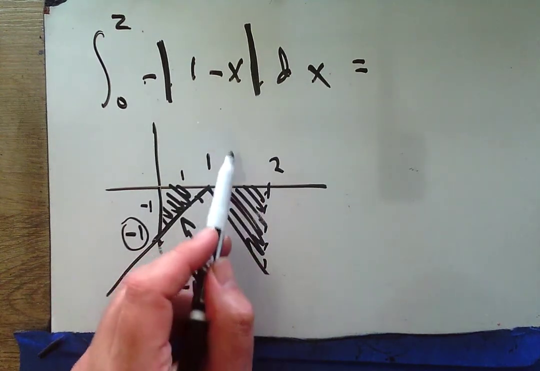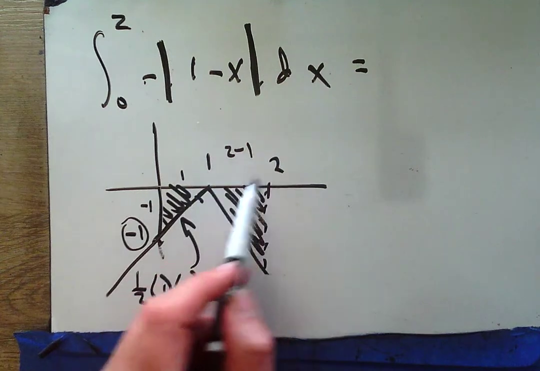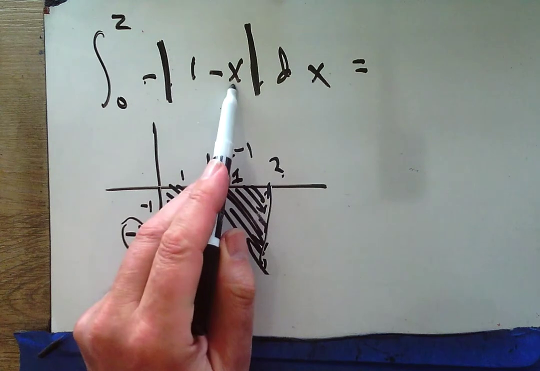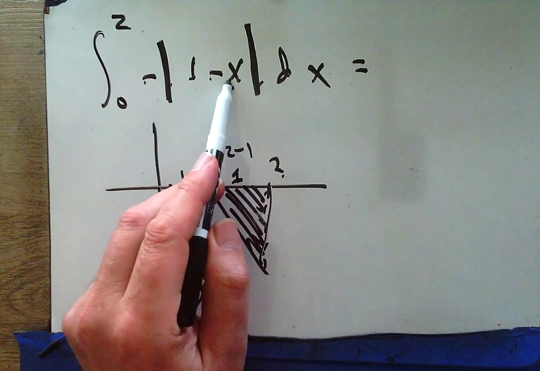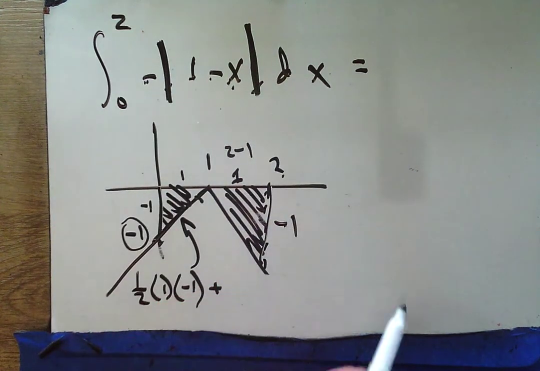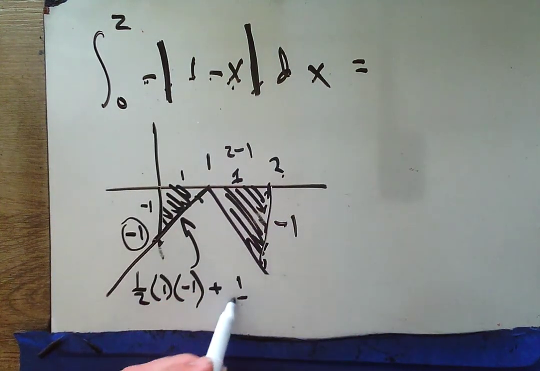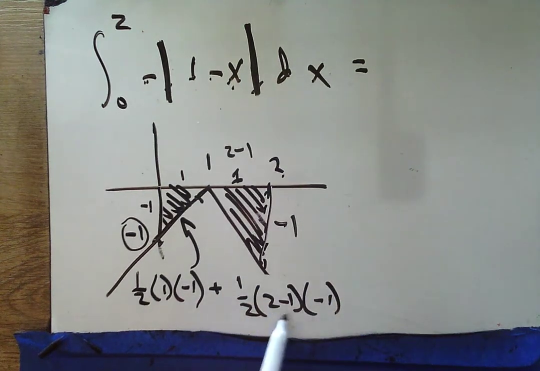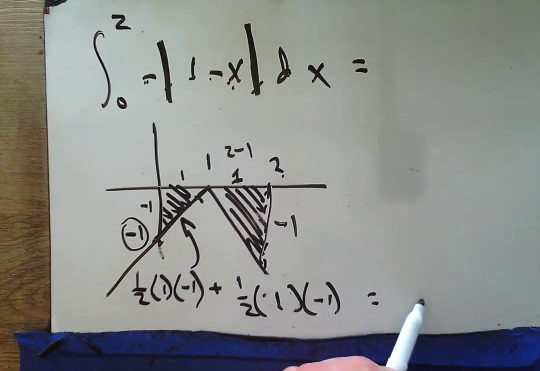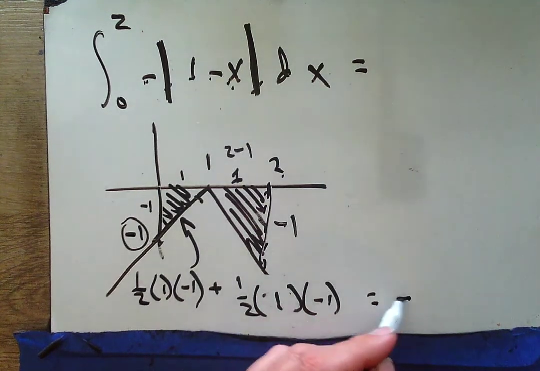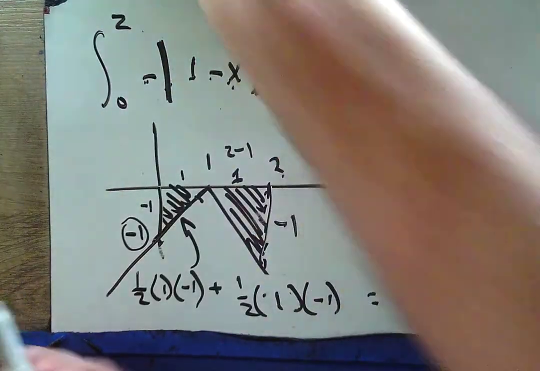Well, here we're saying 2 minus 1 is that length, which is 1. And here, if I plug a 2 into this function, 1 minus 2 is negative 1. The absolute value of negative 1 is 1 times the negative is again negative 1. So I'm going to have 1/2 2 minus 1 times negative 1. And of course, instead of 2 minus 1, I could just write 1. And so I end up with what? That's going to be negative 1/2 plus negative 1/2 is negative 1.